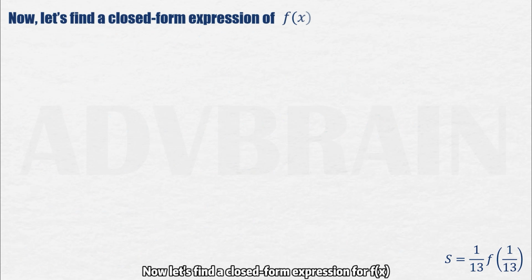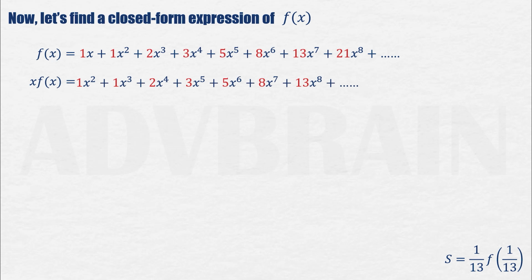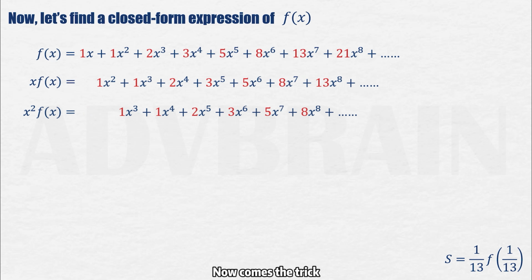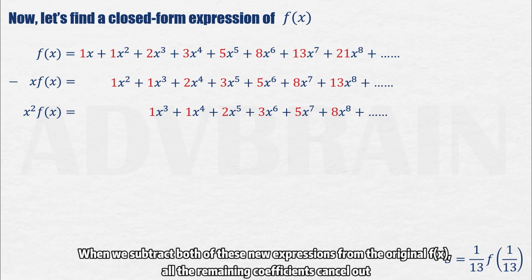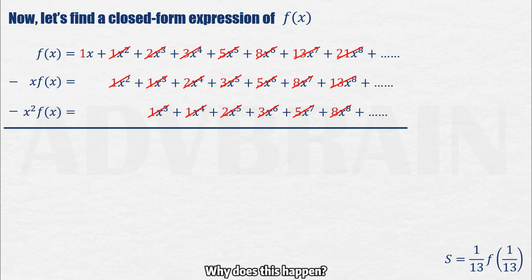Now let's find a closed form expression for f of x. To do that, first multiply the whole series by x. Next, multiply the original series by x squared. Now comes the trick. When we subtract both of these new expressions from the original f of x, all the remaining coefficients cancel out. Why does this happen?